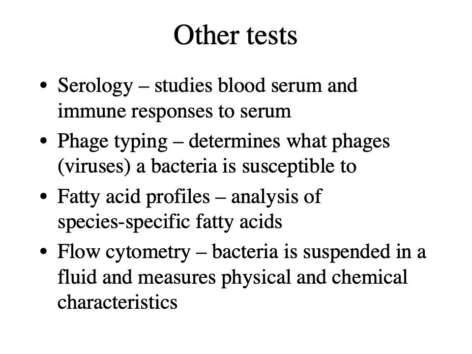We can also look at a bacteriophage and a bacteria together. A bacteriophage is a virus. It is a predator of bacteria. So bacteria are susceptible to these bacteriophages, to these viruses, and we can examine them through phage typing. We can look at the cell walls and the plasma membranes of organisms through fatty acid profiles when we look for species-specific fatty acids. In flow cytometry, a bacteria is suspended in fluid, and we can measure the physical and chemical characteristics when that fluid is filtered out.